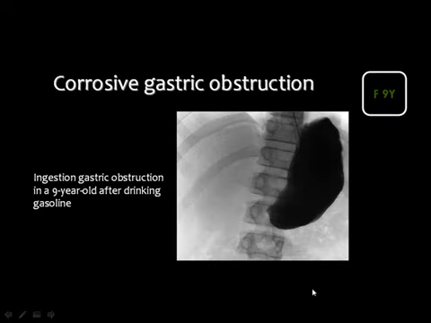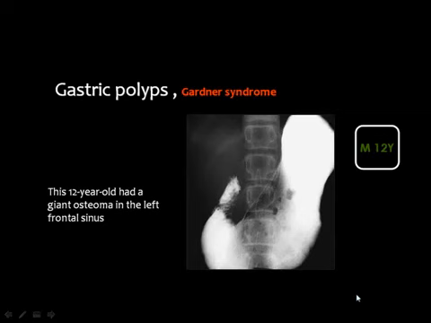Then the history of ingestion of corrosive agents will affect the esophagus as well as the stomach, especially in the pyloric region, and the positive history of caustic intake will be diagnostic.